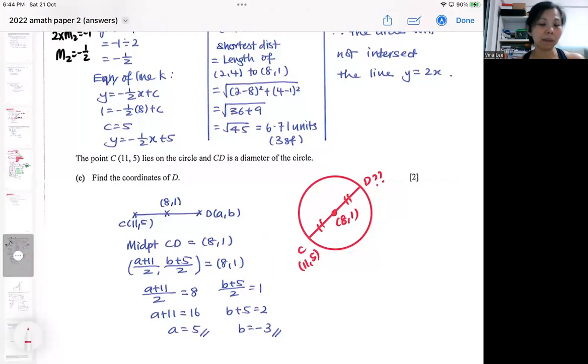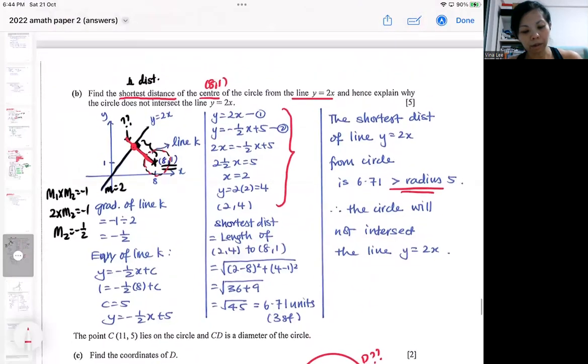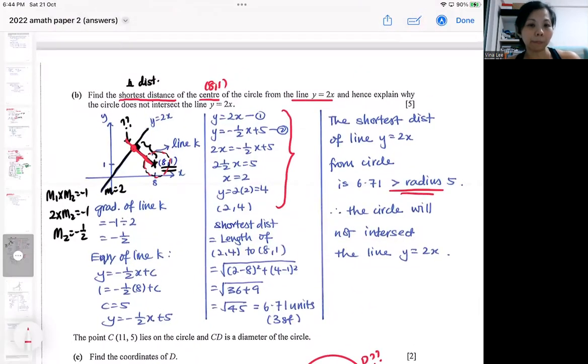So that's why I think this part is very easy. If they give you a diameter in a circle question, you need to remember midpoint. Okay. So I think the difficult part will be the second part, which gets people stuck. Okay, but if you draw it out, you will be helping yourself.